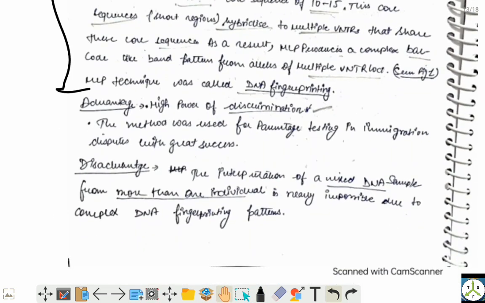Now there are advantages. The advantage is a high power of discrimination. Second, the method was used for parentage testing and immigration disputes with the greatest success. The disadvantage is the interpretation of mixed DNA. If we have a mixed DNA sample, then we can't use this technique. The basic disadvantage is that the interpretation of a mixed DNA sample from more than one individual is nearly impossible due to the complex DNA fingerprint pattern.